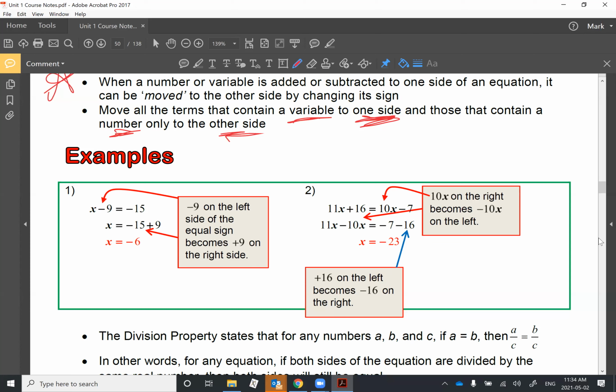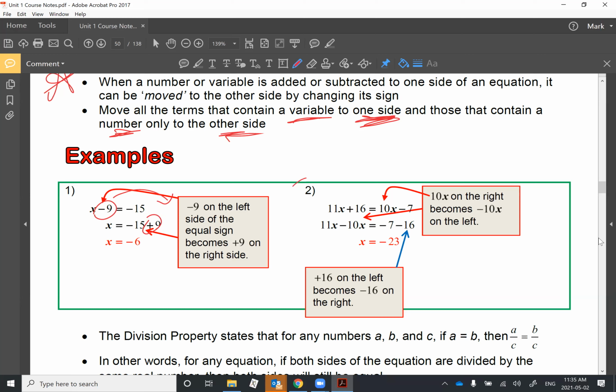Okay, now what happens is when that 9 goes to the other side, it changes its sign. There's a mathematical explanation for this. What we're really doing is we're adding a 9 to both sides of the equation. But we found through years of teaching here, the easy way to memorize this is when the 9 moves over, the sign changes.